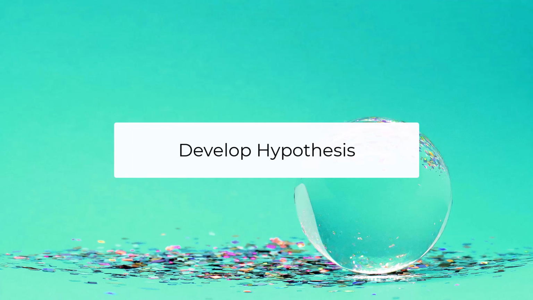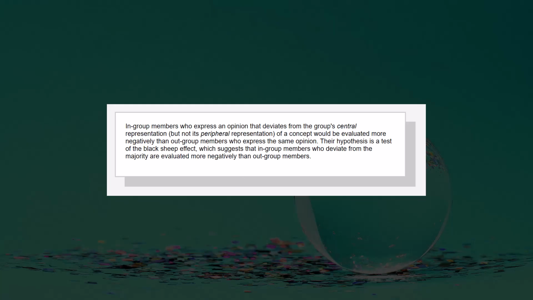Our predictions then guide the rest of the process, such as the methods we choose, the procedures we design, the statistical analyses we use, and our interpretation of the results. Take a look at Zouhri and Rateau's hypothesis from their 2015 study. They predicted that in-group members who deviate from the majority are evaluated more negatively than out-group members.